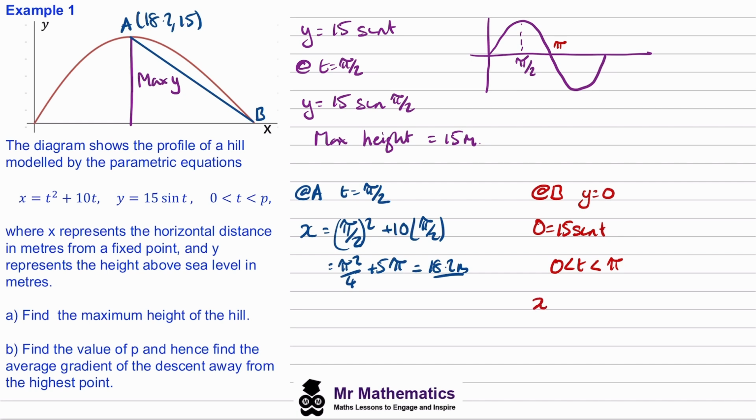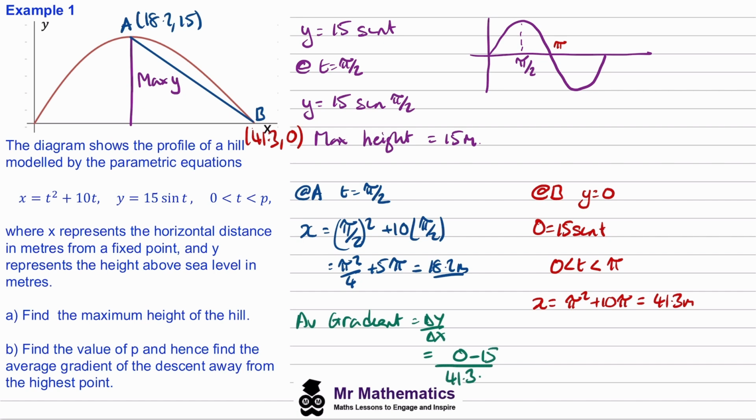So we can work out the value of x as pi squared plus 10 pi. And this works out as 41.3 meters. I'll label this on a diagram. So we can work out the average gradient. So change in y divided by the change in x. We can see this will be a negative. So we'll have 0 minus 15 over 41.3 minus 18.2. And this works out as negative 0.649.